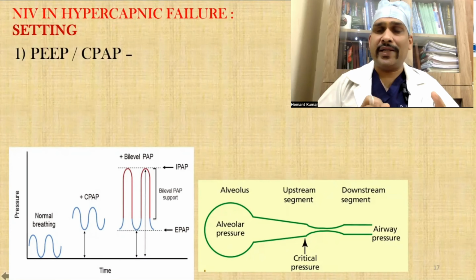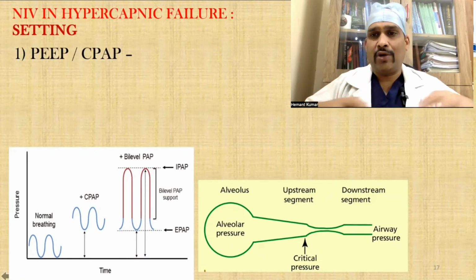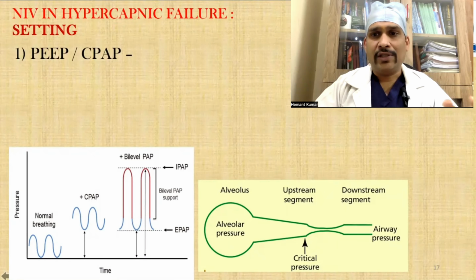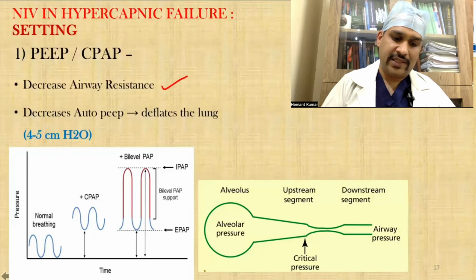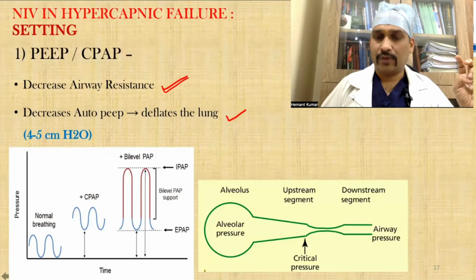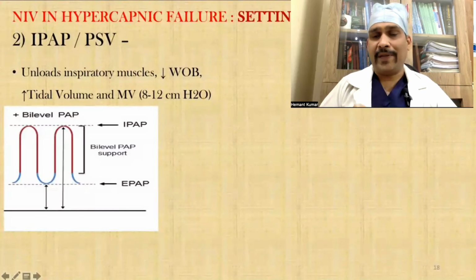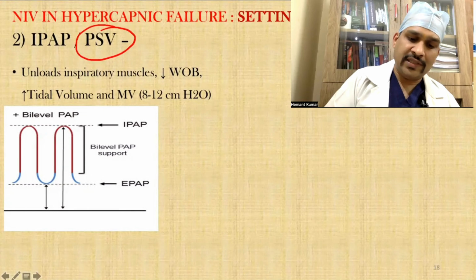What happens in COPD? At the end of expiration, the small airways collapse, by which air is not coming out from the alveoli, causing air retention and auto PEEP. So CPAP is useful. Also, it decreases airway resistance. So two functions: it decreases airway resistance and prevents auto PEEP. Okay. And the second setting is IPAP, that is pressure support ventilation. So how to calculate pressure support ventilation? This is nothing but IPAP minus EPAP.